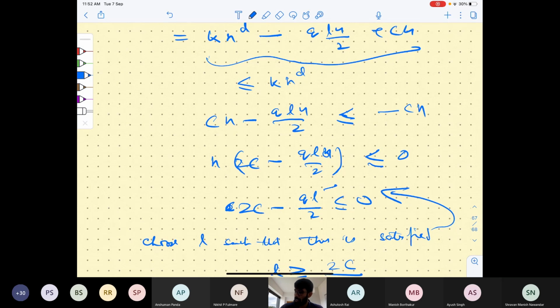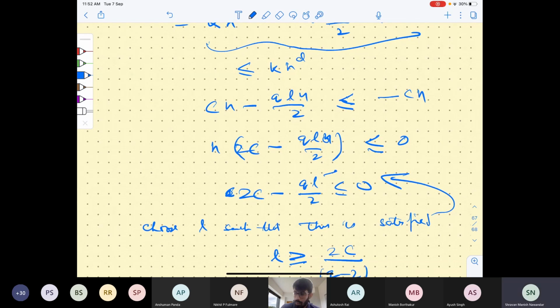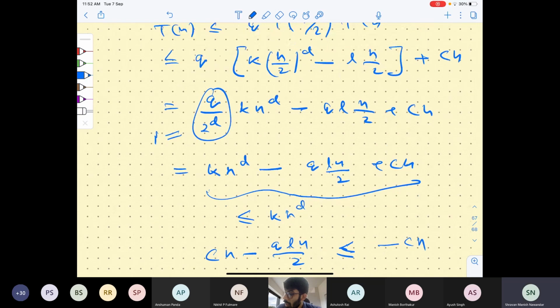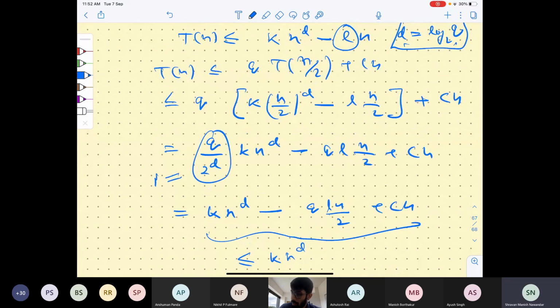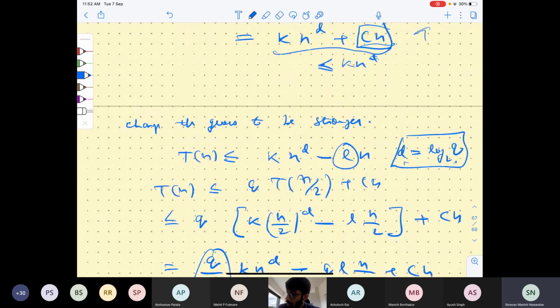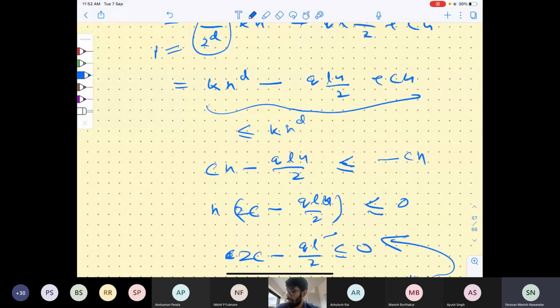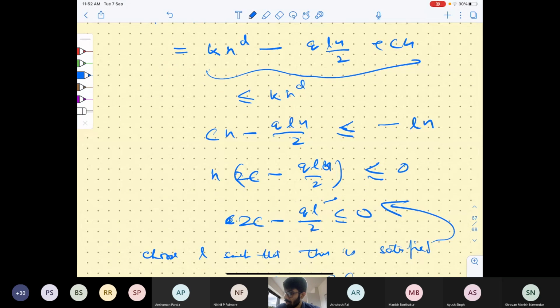Okay, but you can choose l such that it satisfies that equation. Why minus Cn? Say again. It should be minus ln, right? We want to prove this is less than or equal to k n raised to d minus ln. Yes, good. You guys are following, I'm glad. So here you don't get 2C. You get less than or equal to minus l. But again, the point is that you can still figure it out. The n gets cancelled, and then you can find the value of l.